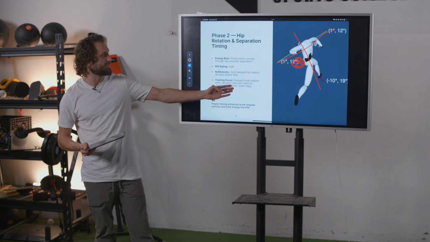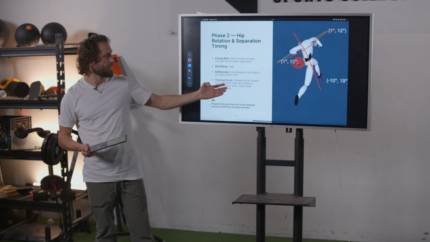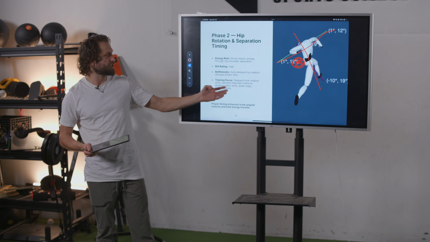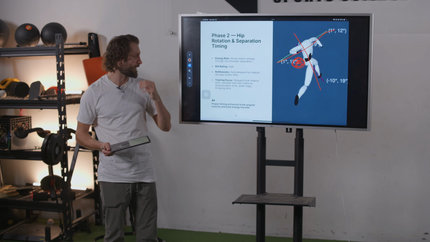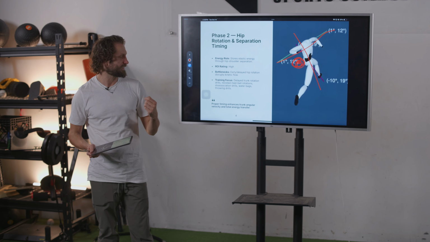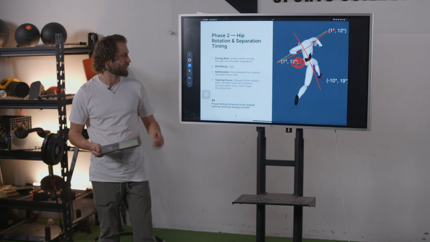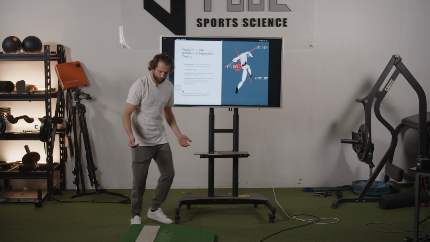So your training focus needs to be delayed trunk rotation drills, resisted medicine ball rotations, disassociation drills, water bags, and throwing drills to put it all together. So proper timing enhances trunk angular velocity and total energy transfer. So let's just briefly run through this again.